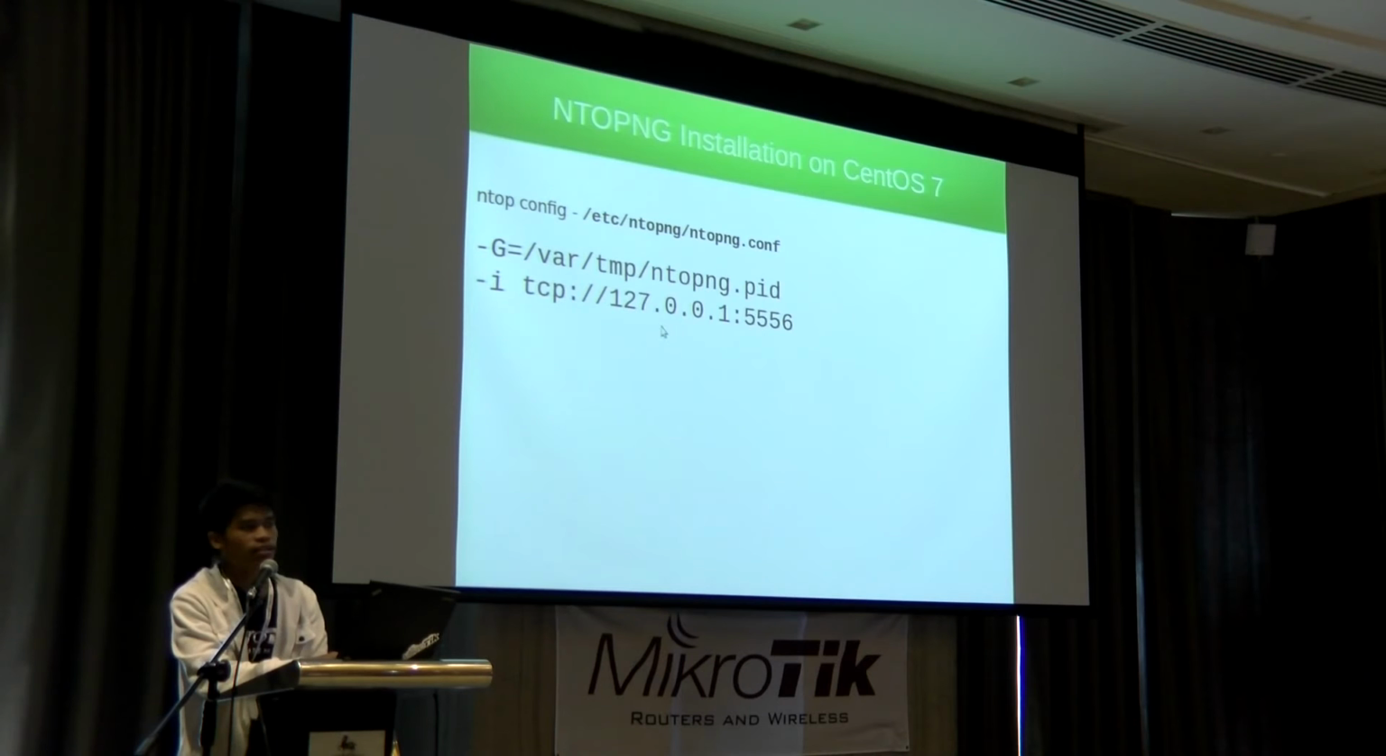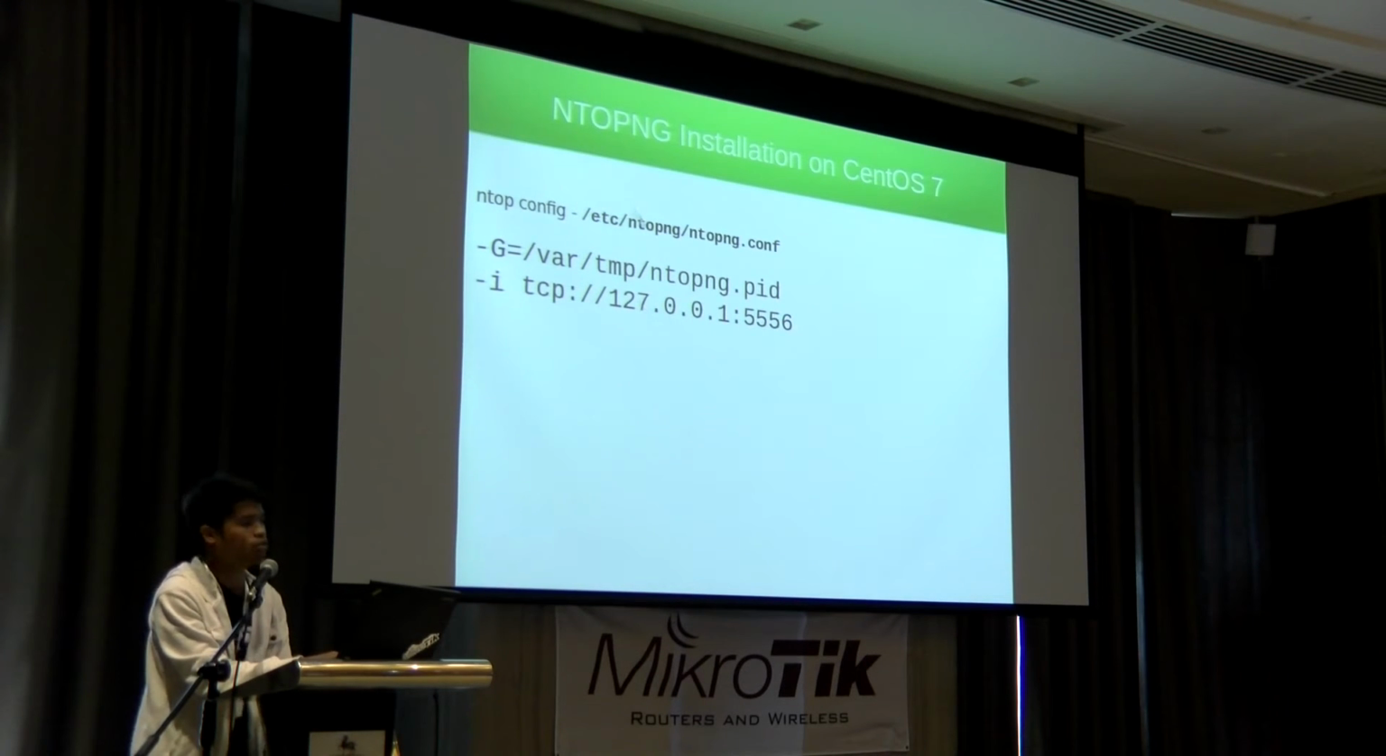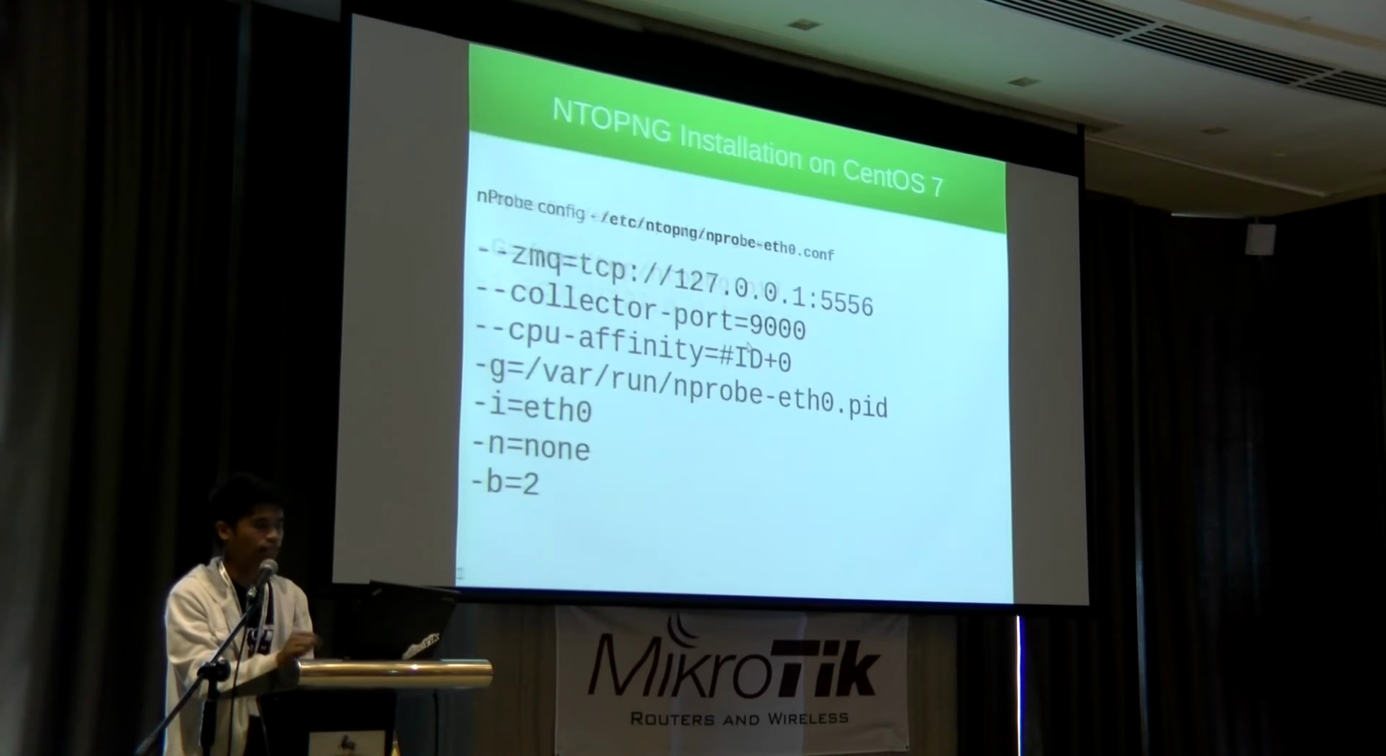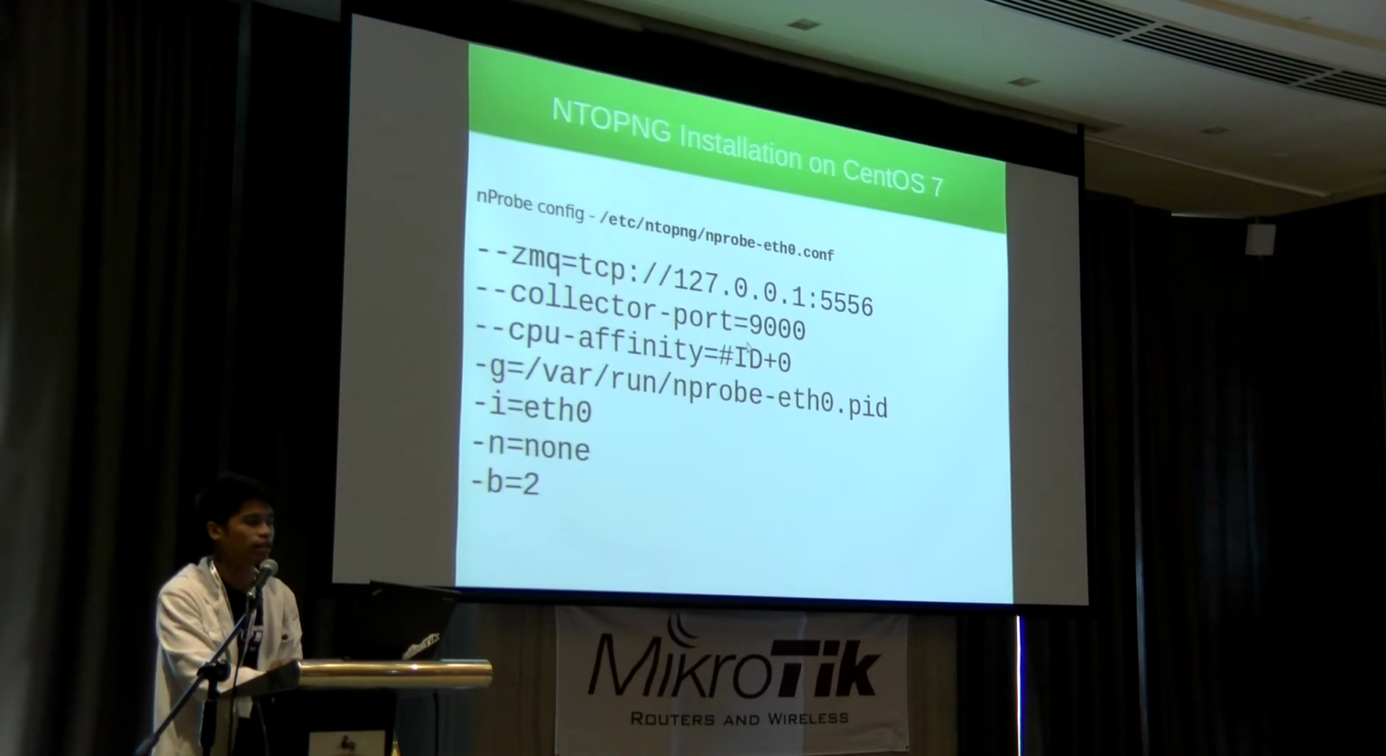You are telling the nProbe that it needs to connect through this host. We're using the loopback address since we installed the nProbe on the same machine. We are telling the ntop to connect to the nProbe using this port 556. And after that, we are also going to add some configuration at the nProbe.